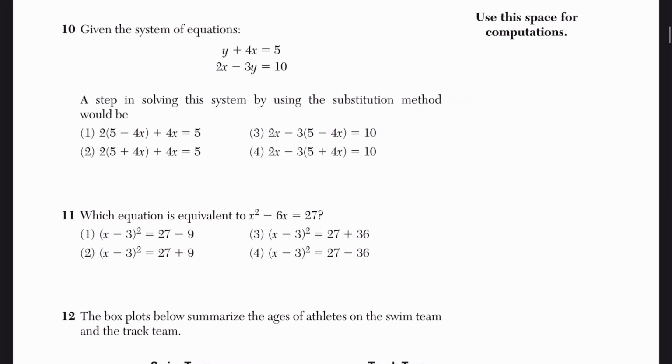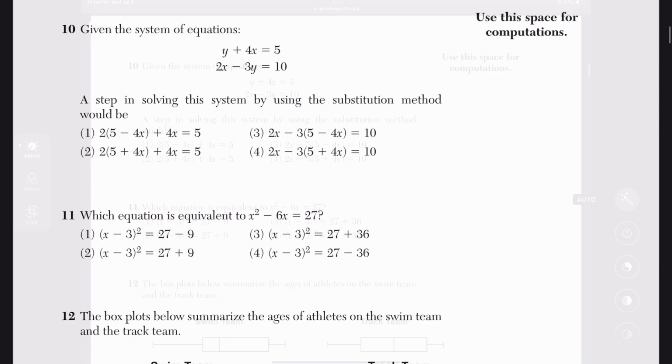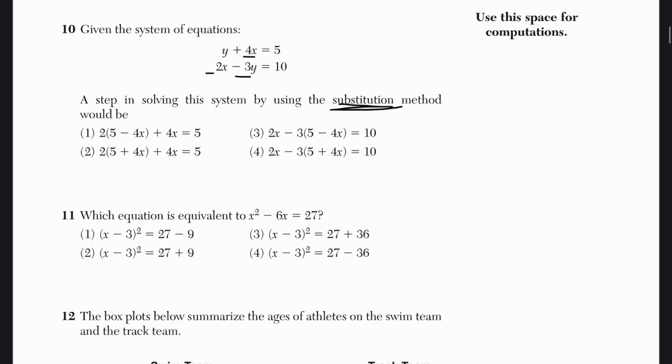Question 10. Looks like we got a system of equations here. This is a fun one. So we want to use substitution, which means we want to solve for one of the variables, and it's pretty obvious. You have the 4x, 2x, -3y. They all have coefficients, but this y has a coefficient of 1. It's invisible, so it's really easy to work with. Basically, we're just going to subtract 4x from both sides. And then we can rewrite the first equation as y equals 5 minus 4x.